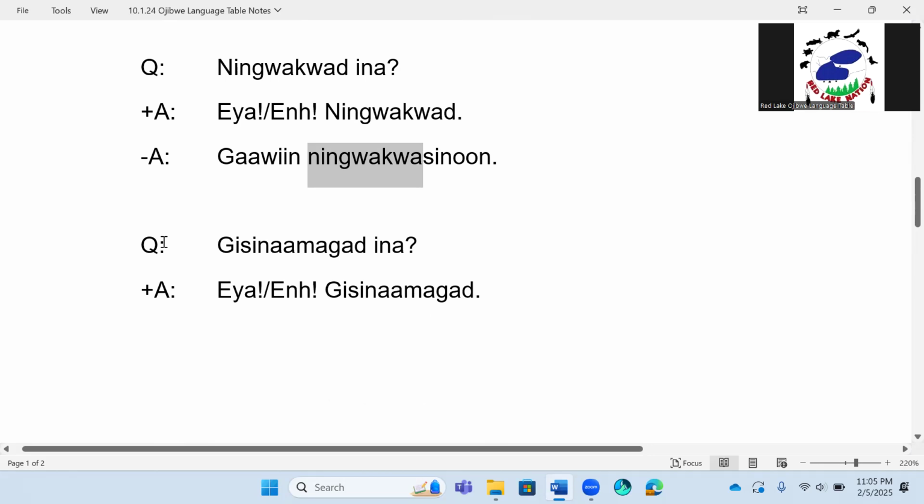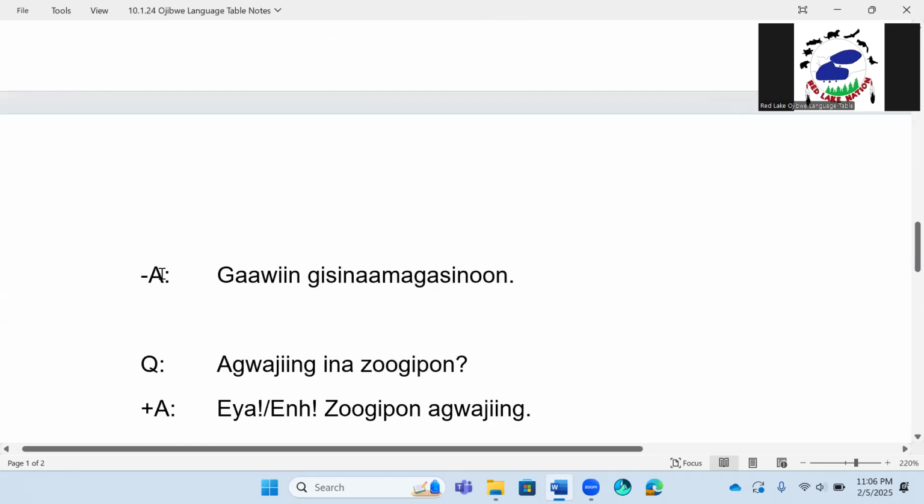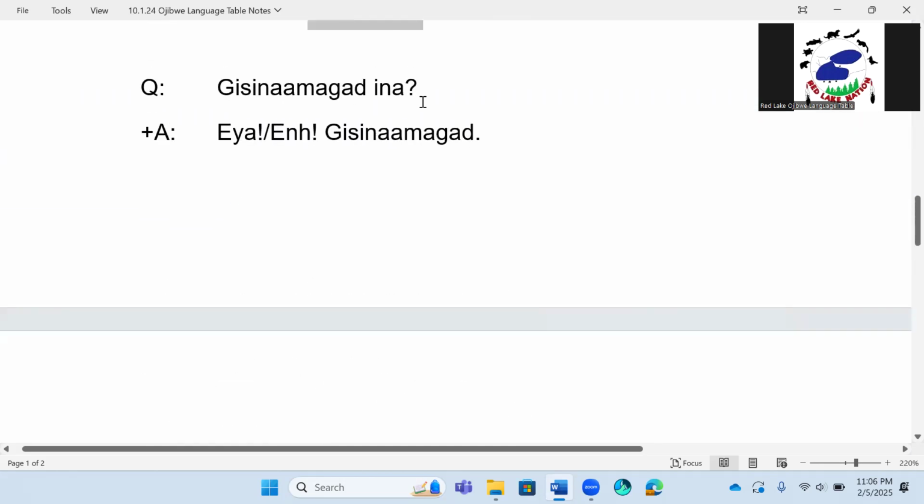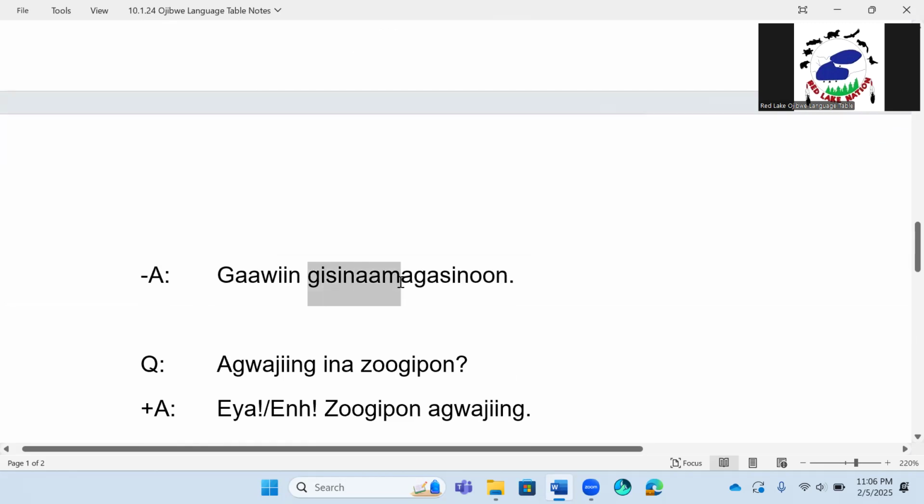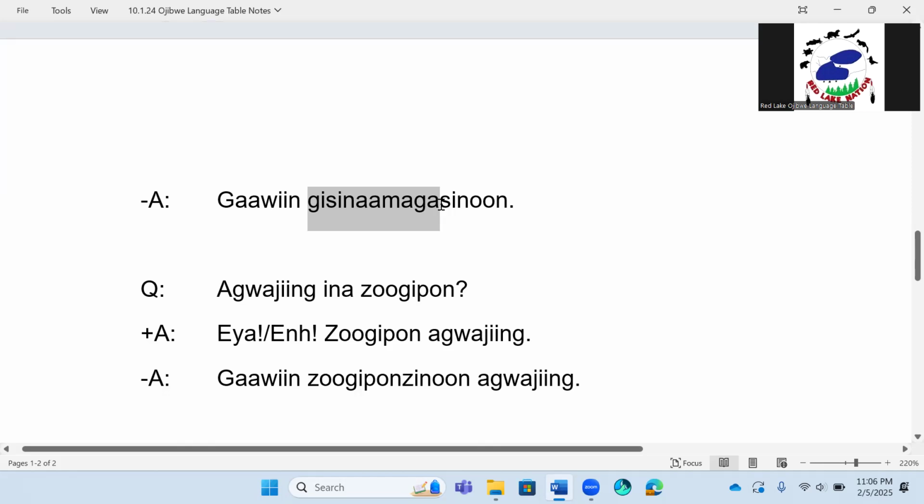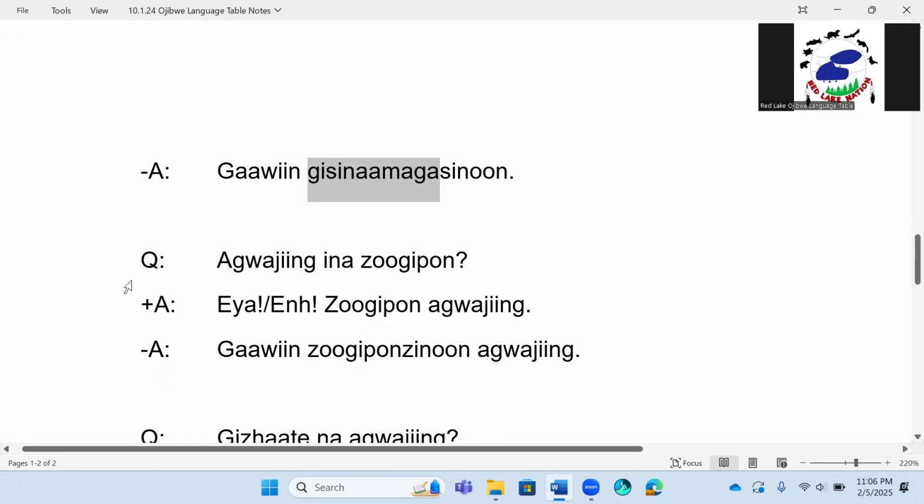Another example here is that D rule. If it ends with D, question: gisinamagadina. Is it cold? Positive answer, yeah, gisinamagad. Negative answer with our rule: Gawin gisinamagasinun. It is not cold. Remember, we got rid of that D from gisinamagad, and then we just added sinun. Gawin gisinamagasinun.